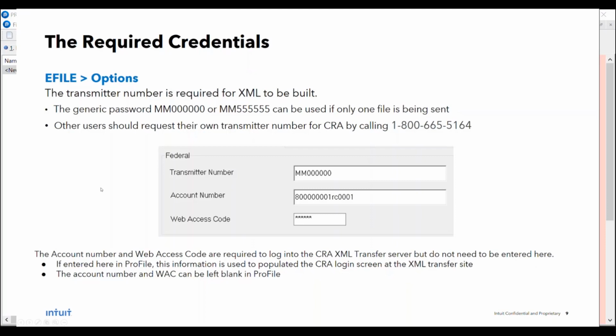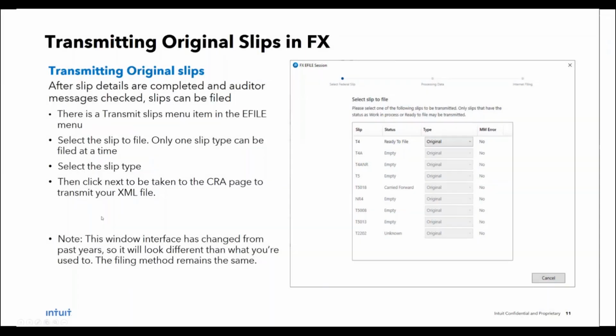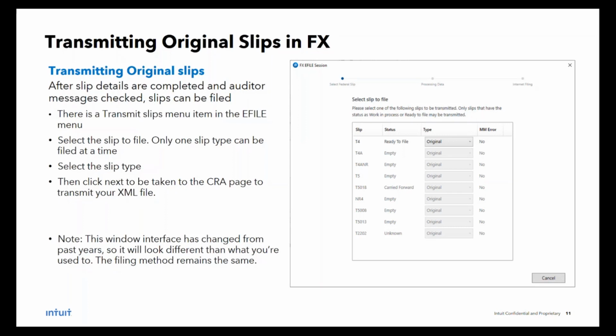Okay, so we're going to move on to transmitting slips. Let's move on to the e-file module. So I'll do a quick overview of transmitting the original slips first, and then I'll show you what it looks like in the e-file module in ProFile. Again, if you want to screenshot this for later, you can go ahead and do that now, but I will show you what it looks like in ProFile. When you're transmitting original slips, after the slip details are complete, you'll check the auditor for any messages that you need to fix, and then the slips are ready to be filed.